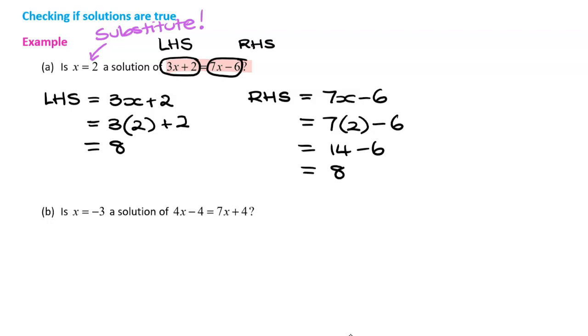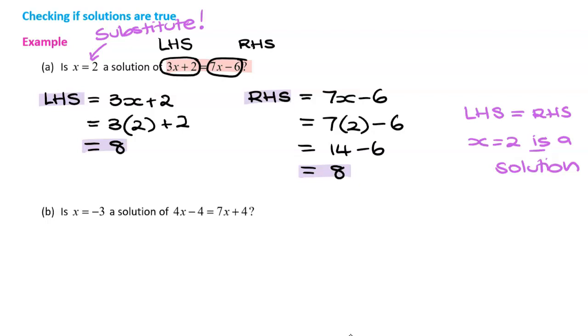So this is where we know, great, the answer we got for the left-hand side was equal to the answer we got for the right-hand side. So now we get to write a lovely statement. Left-hand side equals right-hand side. X equals 2 is a solution. If we had found the left-hand side and right-hand side were equal to different numbers, that must mean that x equals 2 was not a solution.